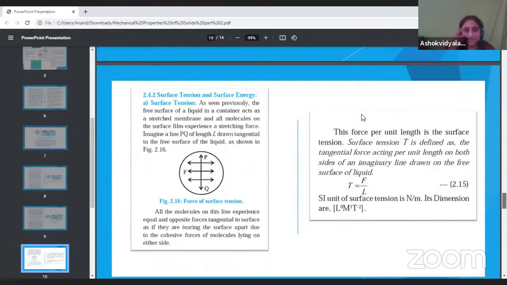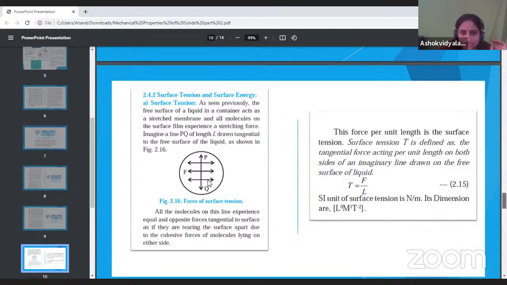Now see the surface tension and the surface energy. First of all, we have already seen what is the meaning of surface tension. Surface tension is nothing but the tangential force acting on the top free surface of liquid. Okay, now the free surface of liquid in the container acts as a stretched membrane and all molecules on the surface will experience a stretching force. एक प्रकारचा force आहे, एक प्रकारचा tension आहे. That is, the force acting per unit length is nothing but the surface tension.